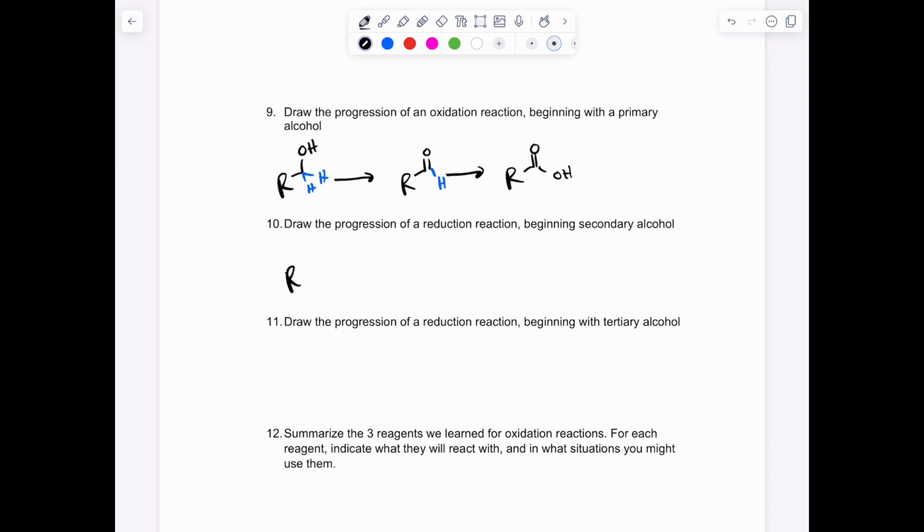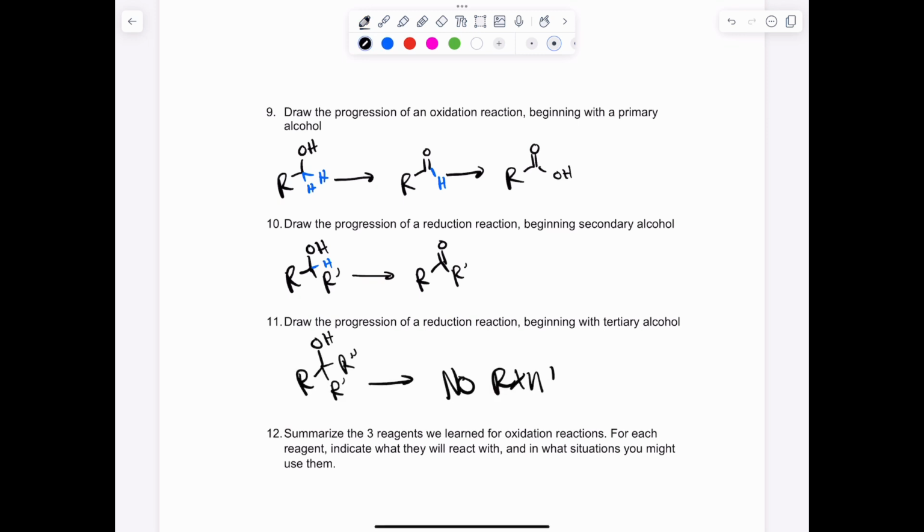If we instead started with a secondary alcohol, this oxidation reaction would only be able to happen once because there's only 1 hydrogen that can be removed, so we can only add 1 extra oxygen onto this compound. And again, we can tell that it's been oxidized because the carbonyl carbon started by having 1 bond to oxygen and ended with 2 bonds to oxygen. A tertiary alcohol cannot be further oxidized because there are no hydrogens that can be abstracted, so this will have no reaction.